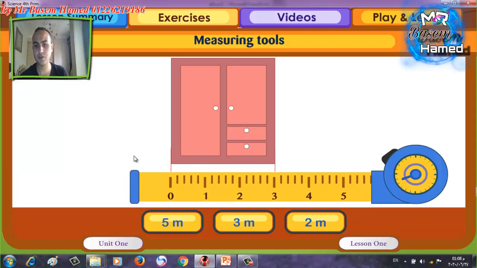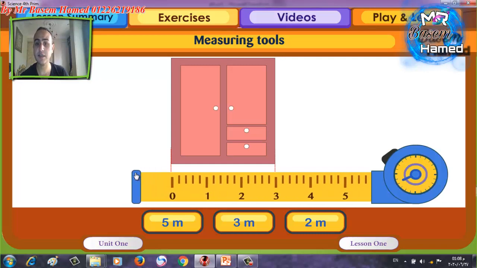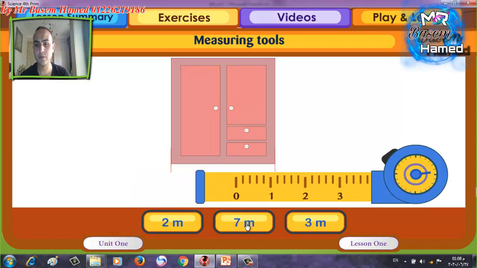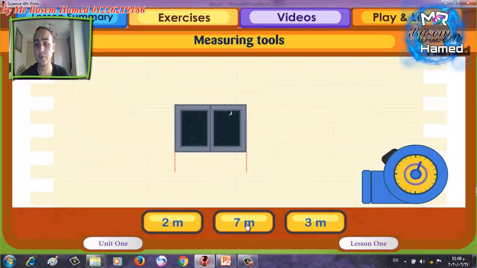One meter, 2 meters, 3 meters. I think its length is 3 meters. We have a window. Look, we have a window. The window is not short, so we use the measuring tape for this long object.